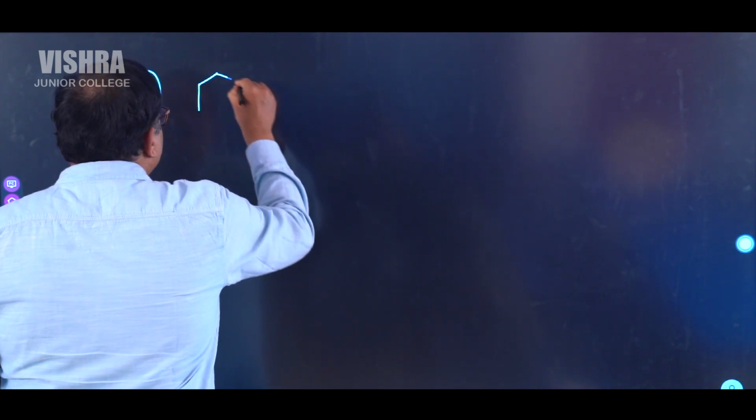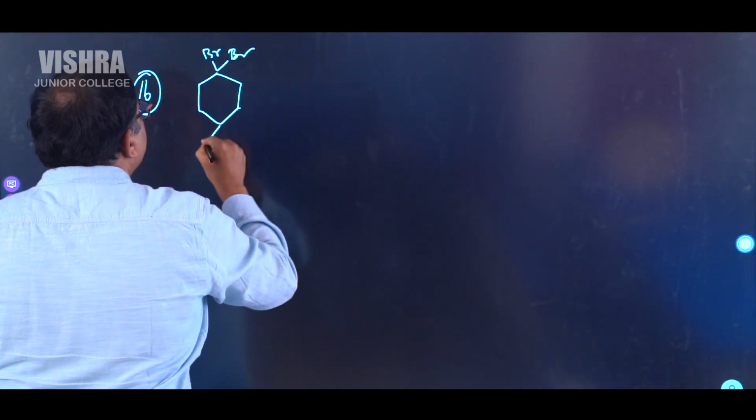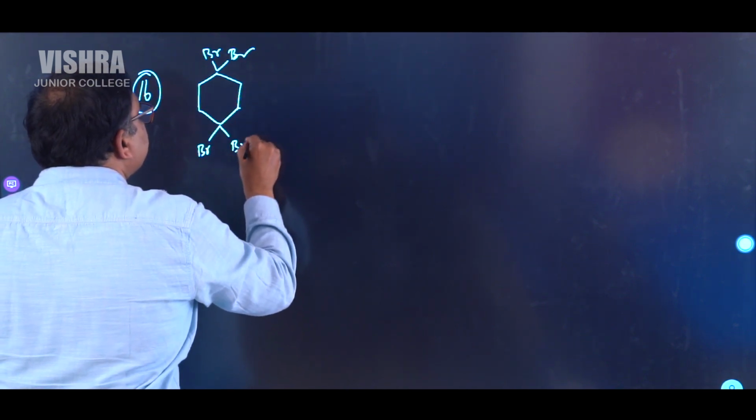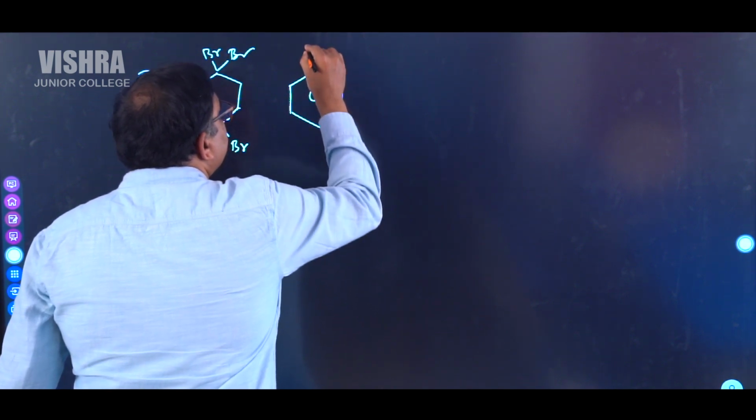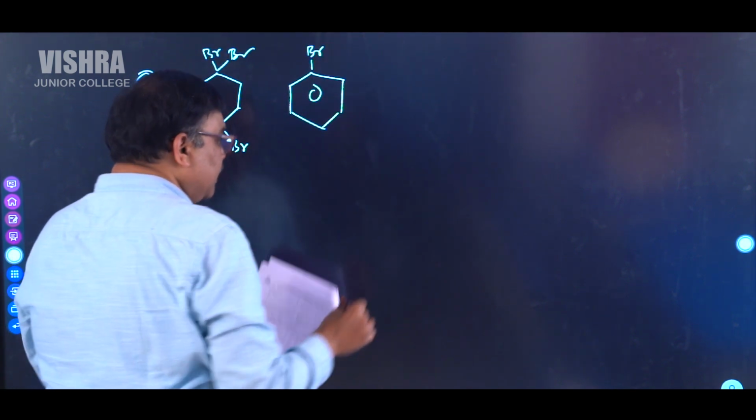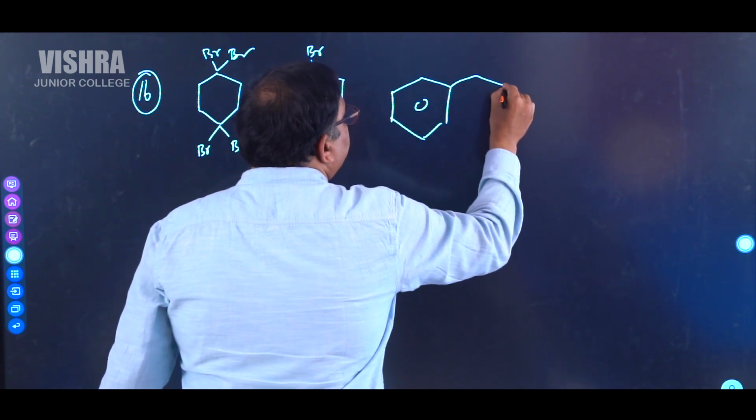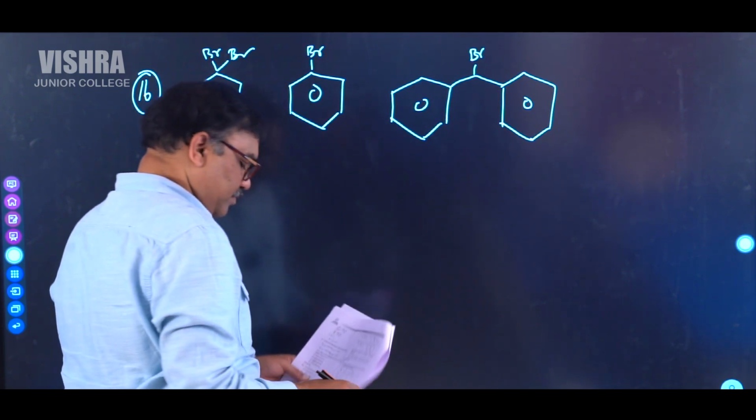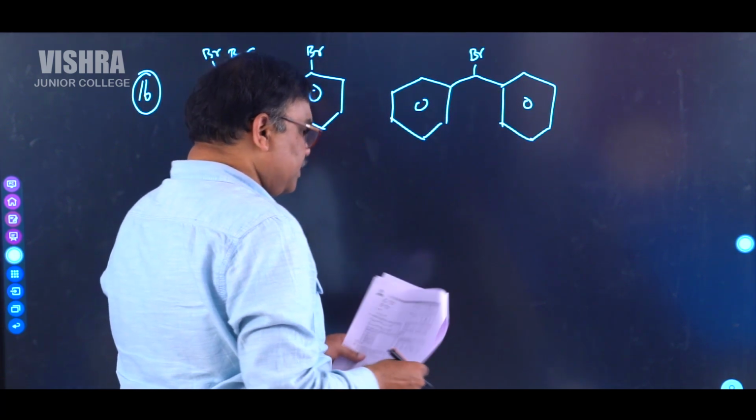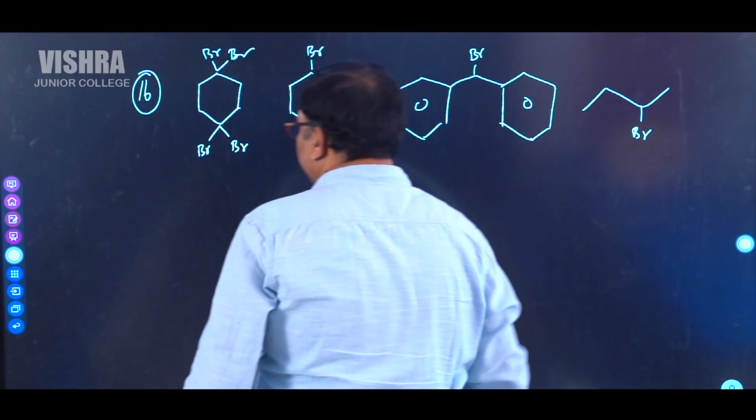They are asking the rate of hydrolysis. See the compounds. There is a compound like this. Here Br and here Br is there. Here Br and here Br is there. This is one more compound where we will have the benzene with Br, bromobenzene. This one is a compound with and of course you will have this compound which is a normal compound. So these are the four.